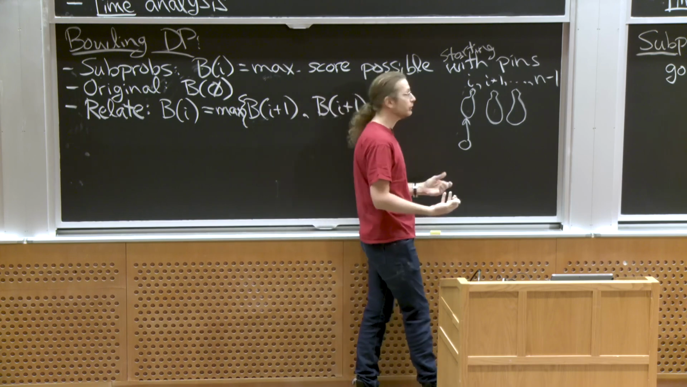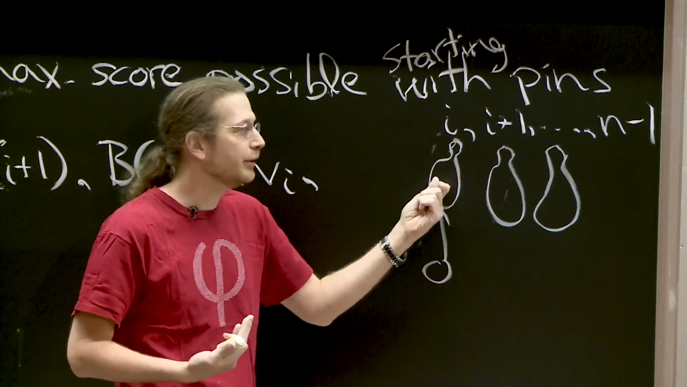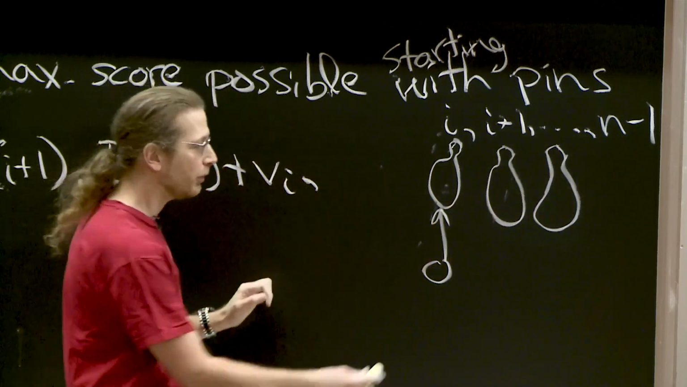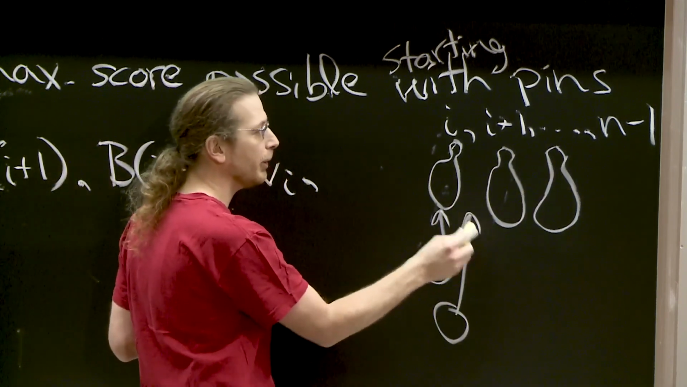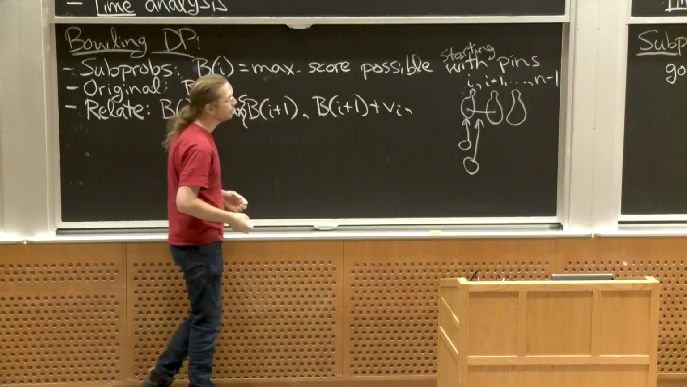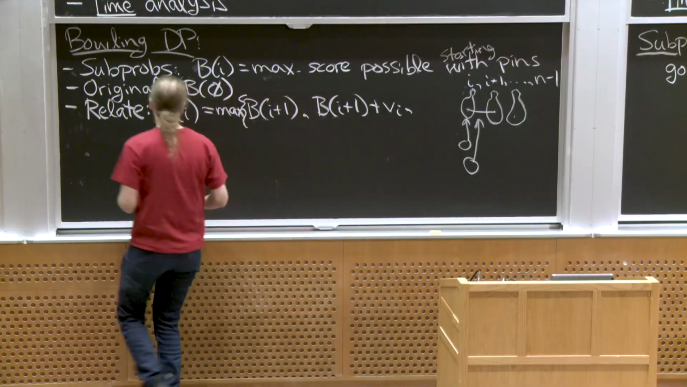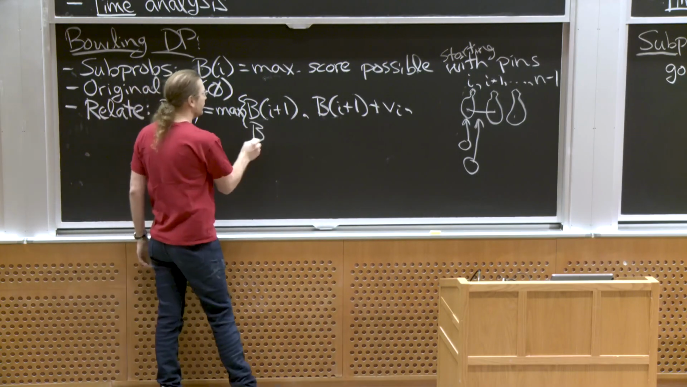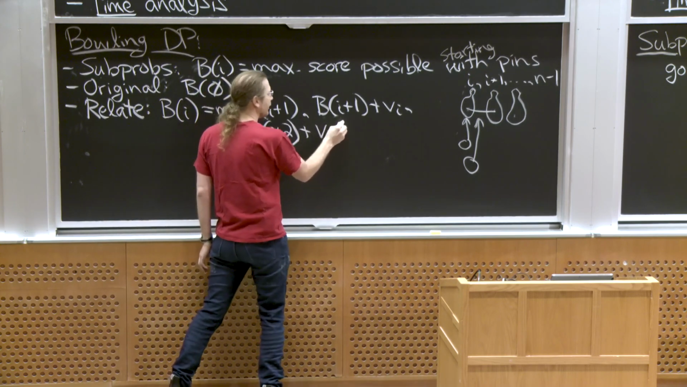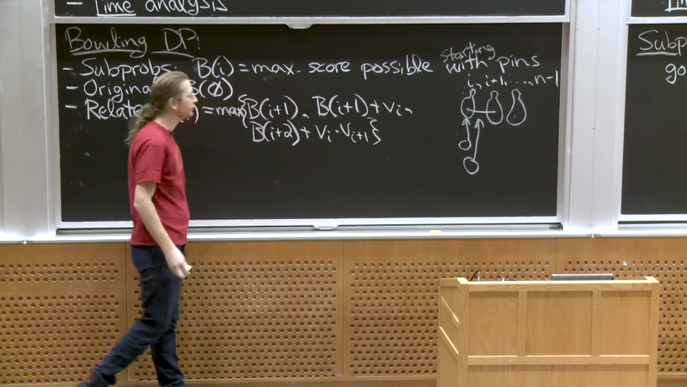But then there's another thing I can do, which is maybe I hit this pin in a pair with some other pin. Now there's no pin to the left of this one. We're assuming we only have the suffix. And so the only other thing I can do is throw a ball and hit I together with I plus 1, and then I get the product. Now what pins remain? I plus 2 on, still a suffix. So if I remove 1 or 2 items, of course I still get a suffix, in this case B of I plus 2. And then the number of points that I add on are VI times VI plus 1. So this is a max of 3 things.